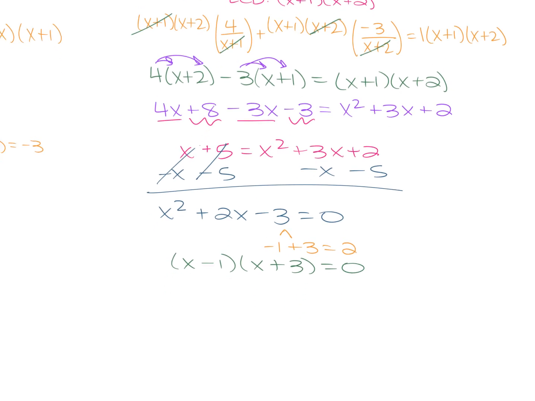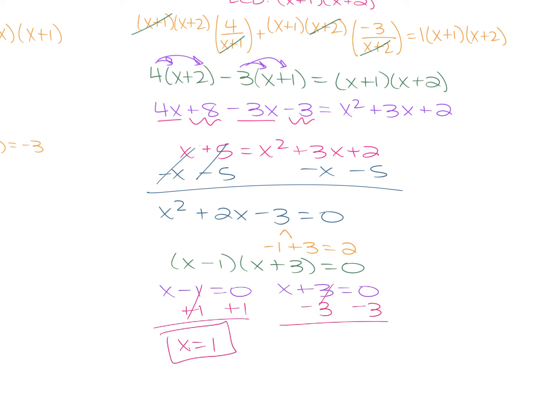Set them both equal to 0 and solve them. For the x minus 1 is equal to 0, add your 1 over. You have that x is equal to 1. For the x plus 3 is equal to 0, subtract your 3 over. You have that x is equal to negative 3.